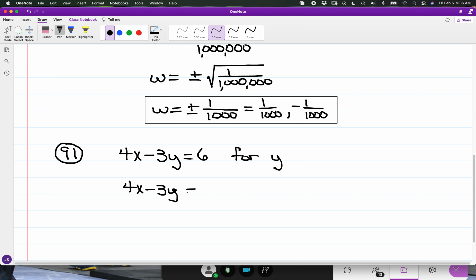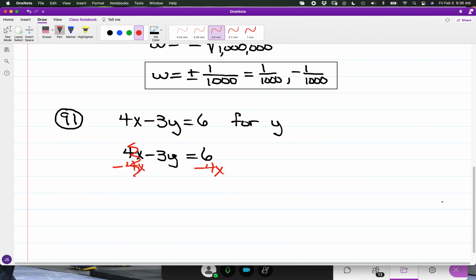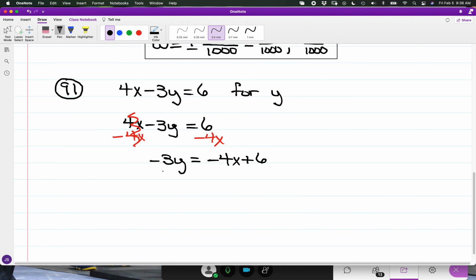So we have 4x minus 3y is equal to 6. If I get the y term by itself, right now we have the y term at negative 3y. So if I proceed by taking 4x away from both sides, we have negative 3y is equal to, you could say either 6 minus 4x, but if I'm creating a pathway to the slope-intercept form, you're going to have the x term in front of the constant. So right now we have negative 3y is equal to negative 4x plus 6.